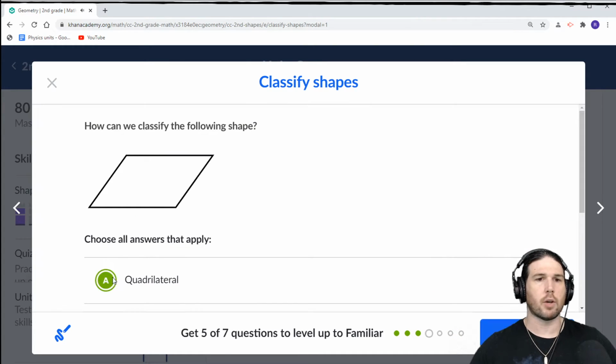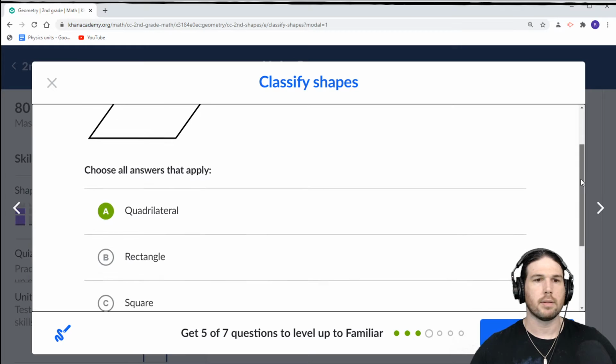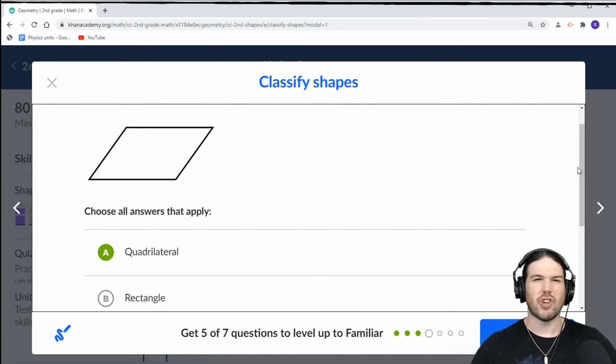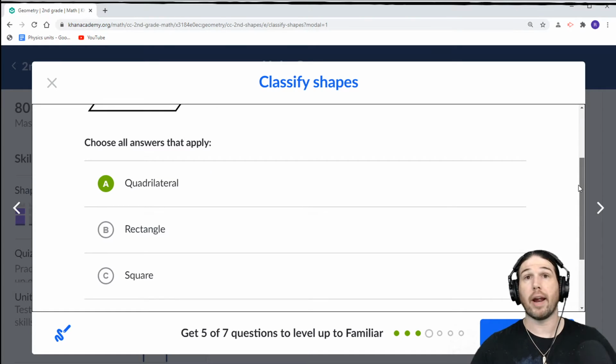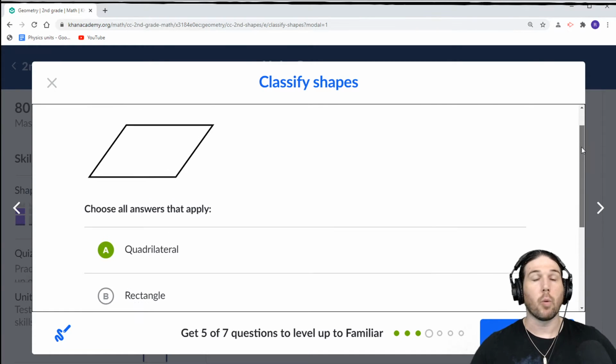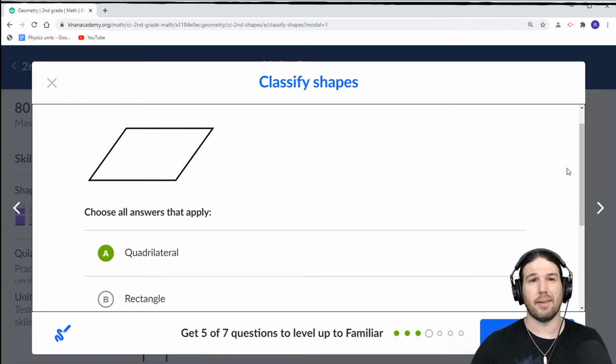Let's see. This looks like a quadrilateral to me. It's not a rectangle because it doesn't have right angles. It's not a square because it's not a rectangle. We will later on, I think in 3rd or 4th grade, call this a parallelogram. But for now, we just call it a quadrilateral, and that is all.